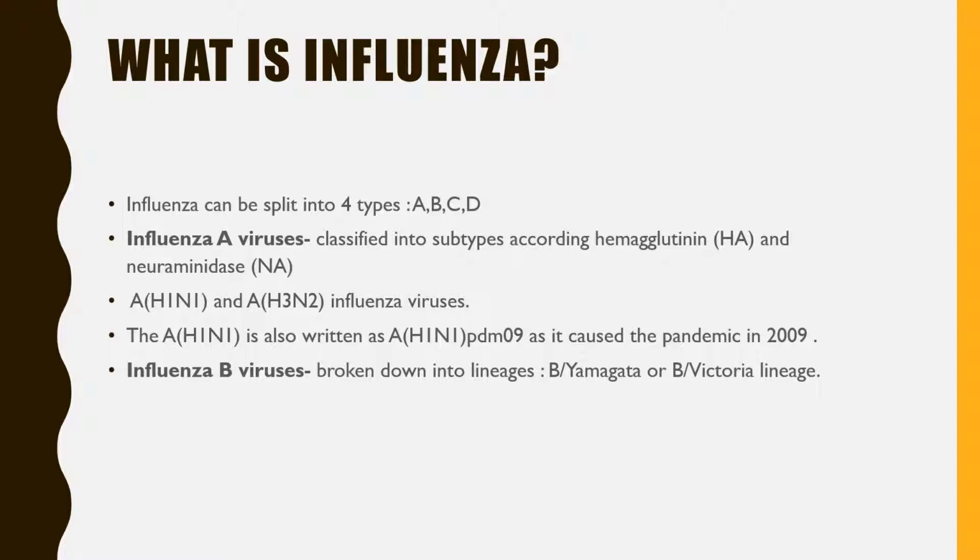Influenza B does not have the same subtypes, but it is broken down into lineages, such as the B/Yamagata and B/Victoria lineages. And these are the two influenza B viruses that are circulating at the moment.